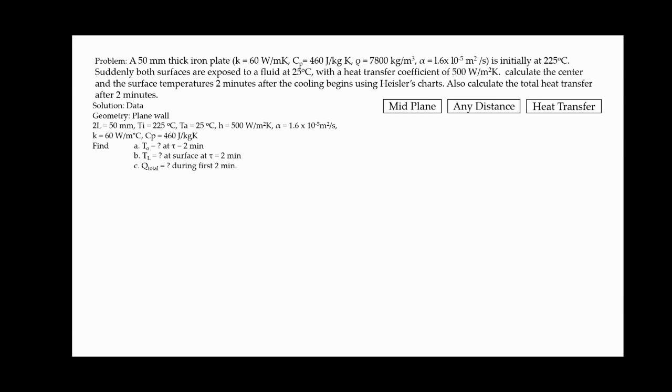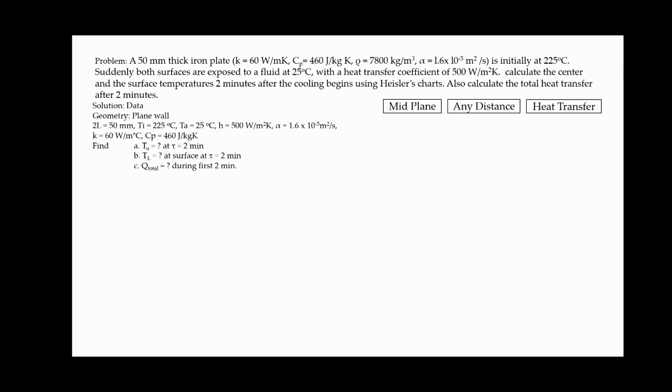Thermal conductivity is 60 watt per meter degree Celsius, and specific heat is 460 joule per kg Kelvin. Now what we have to do is find out the center temperature and the surface temperature after 2 minutes. So T0 and TL after 2 minutes, and then we need to find out the total heat transfer after 2 minutes. So Q total after 2 minutes we need to find out.